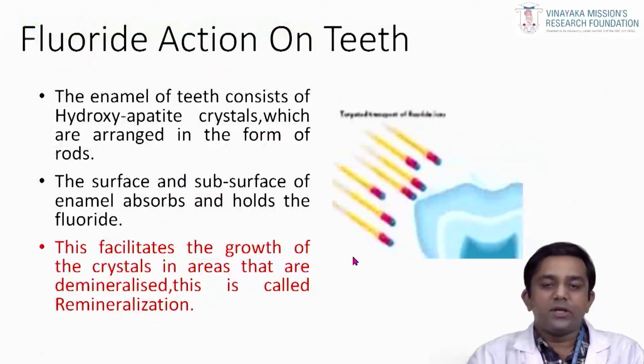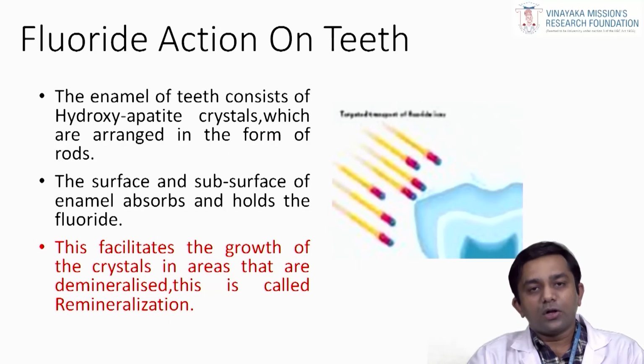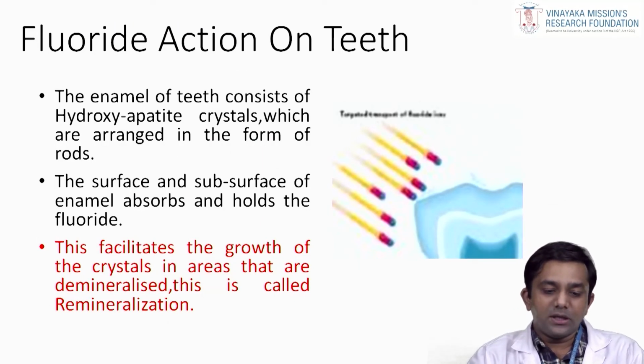So, the action of fluoride on the teeth is mainly due to the hydroxyapatite crystals. The subsurface and surface lesions of enamel absorb and hold fluoride. The outer enamel surface usually has a high amount of fluoride when compared to the inner enamel surface. This facilitates the growth of crystals in areas that are demineralized, which is called remineralization.